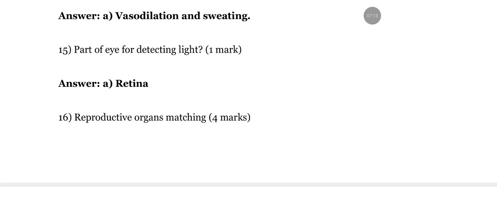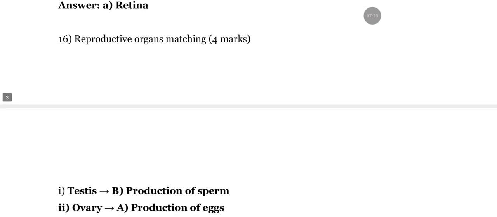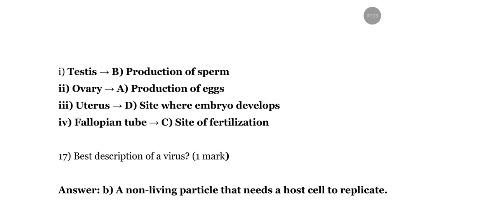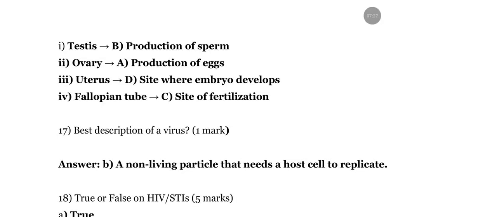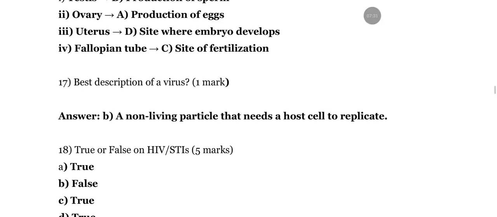The part for detecting light is the retina. Reproductive organ matching: testis is responsible for production of sperm, ovary for production of eggs, and uterus is the site where the embryo develops, where the fallopian tube is the site of fertilization.